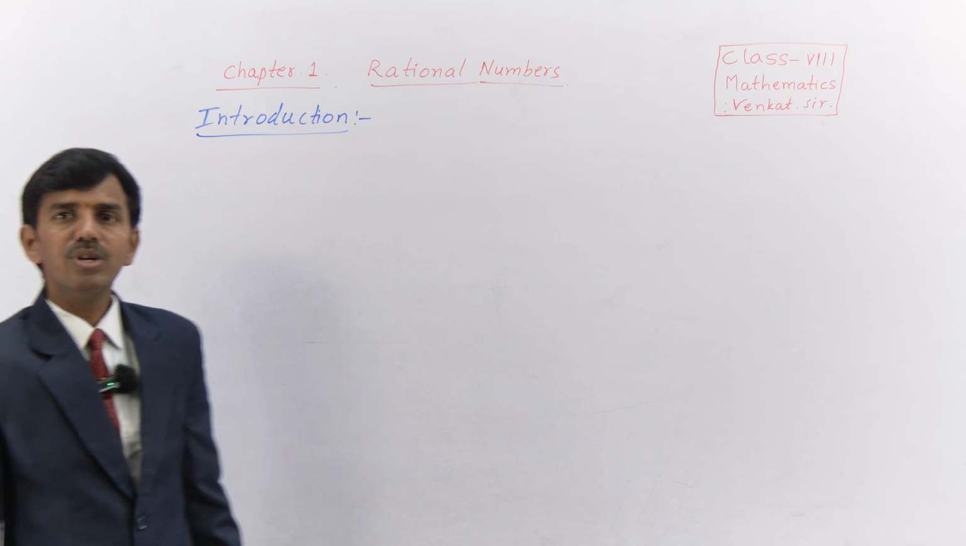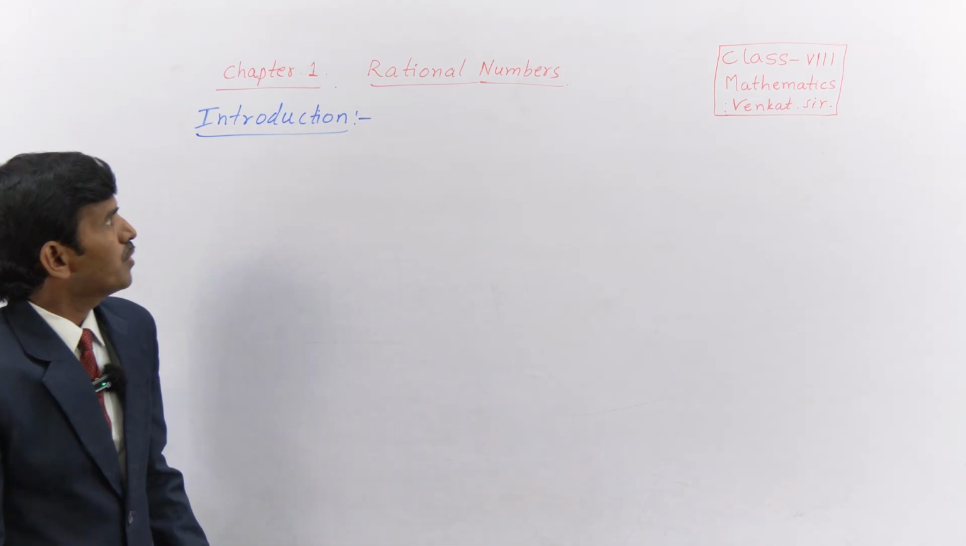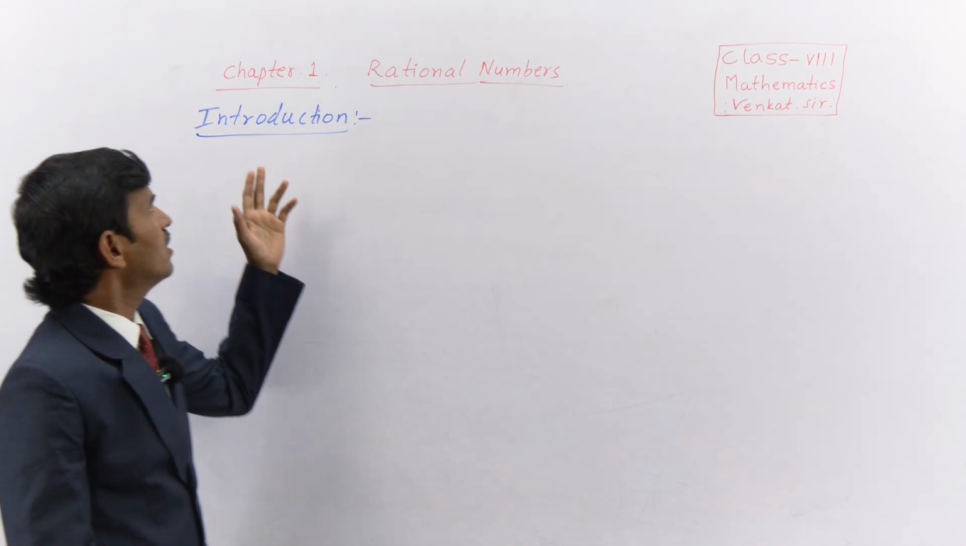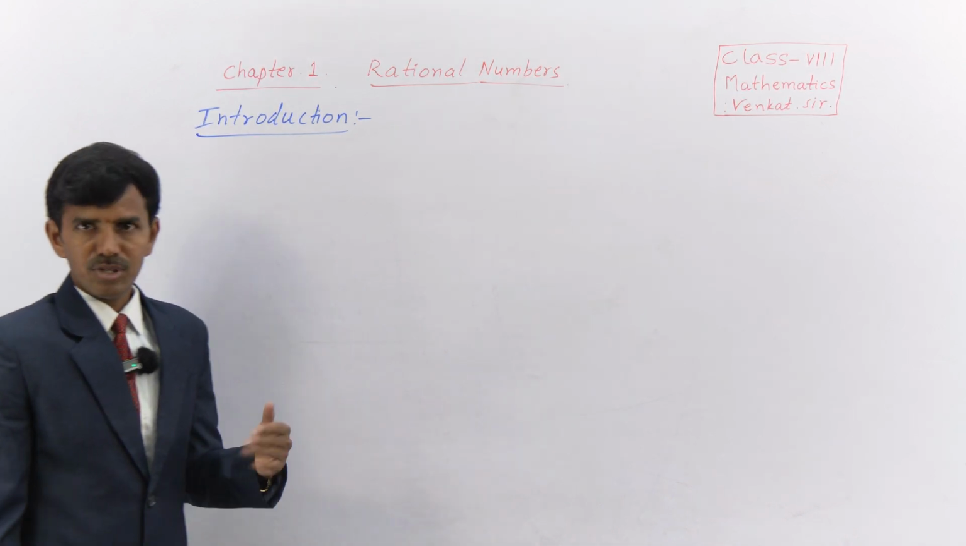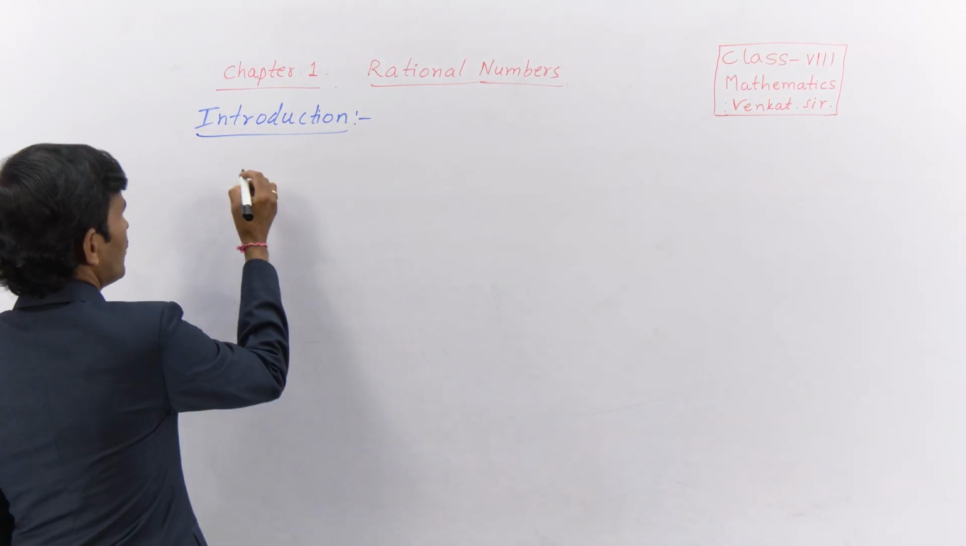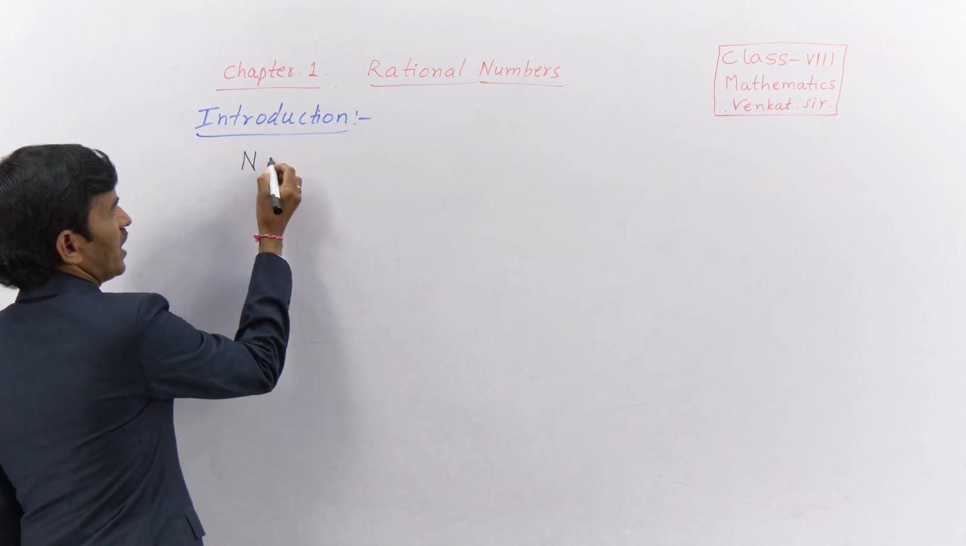Children, today we are going to discuss rational numbers. Before starting the 8th standard first chapter, rational numbers, let us discuss the number system. So in the number system, if you consider the first set, that is the set of natural numbers.